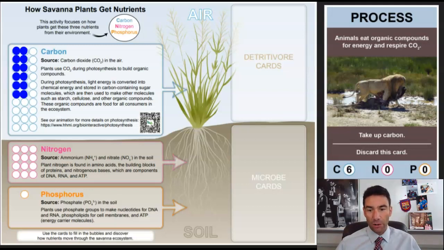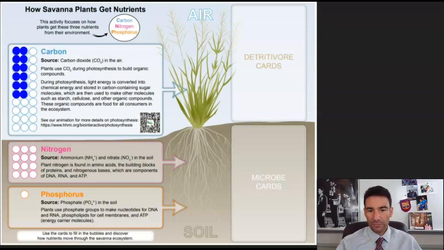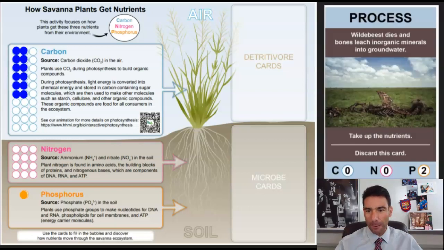So look, we've got another 6 carbons from this card. Yes, look at that. Carbon is starting to build up pretty quickly. Doesn't look like it's too hard to get carbon because carbon dioxide is in the air all around us. Fantastic. All right, get rid of that one and let's draw again. What are we going to get?